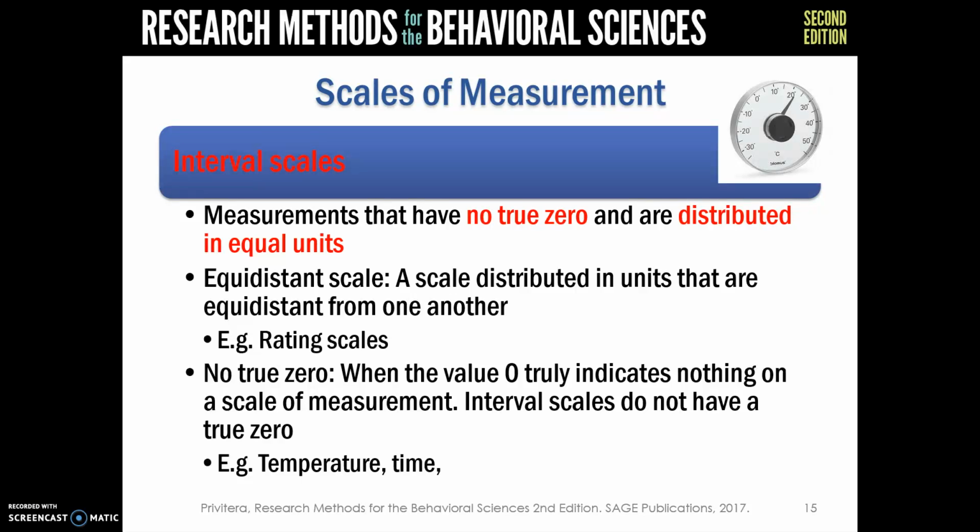Interval scale is where there's no true 0. Like the temperature scale, there's no true 0. Even though 0 is the freezing point, there's still something after 0. Okay? And there are a lot of scales like this. Okay? Temperature, time is also another one.